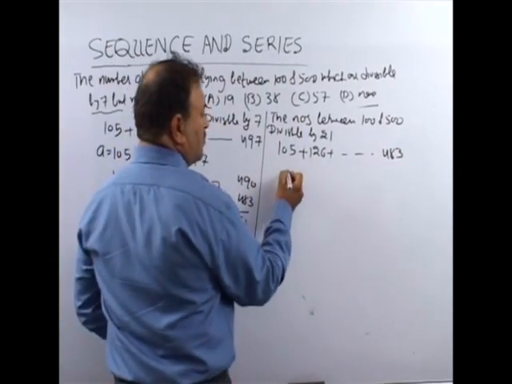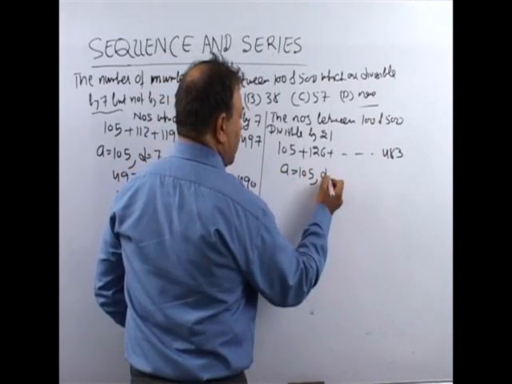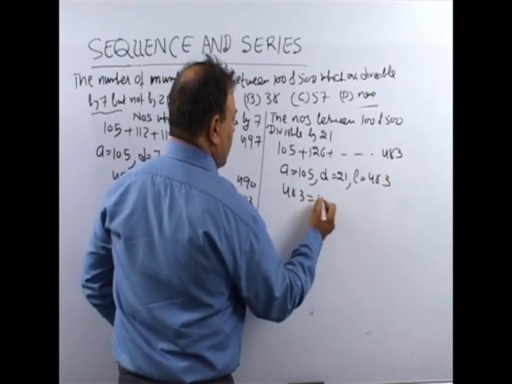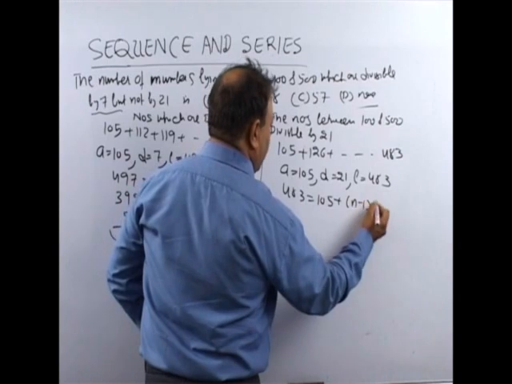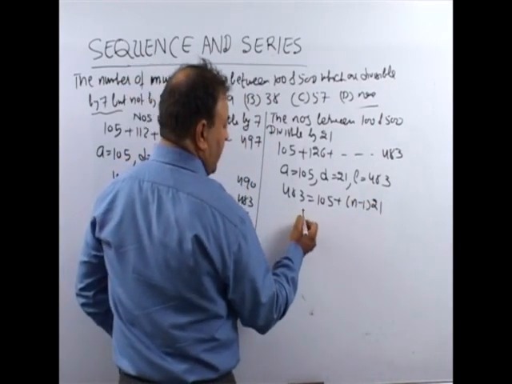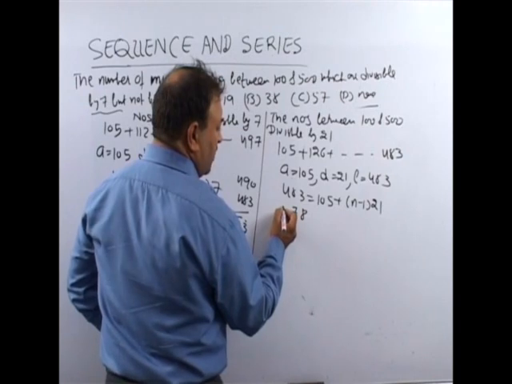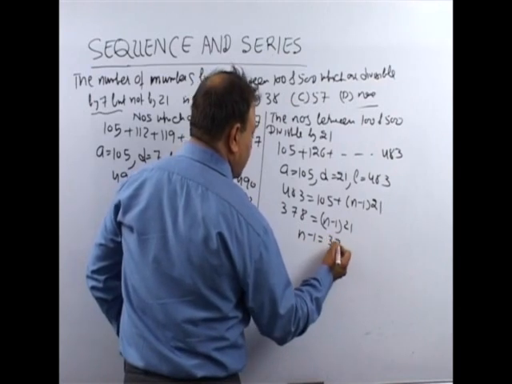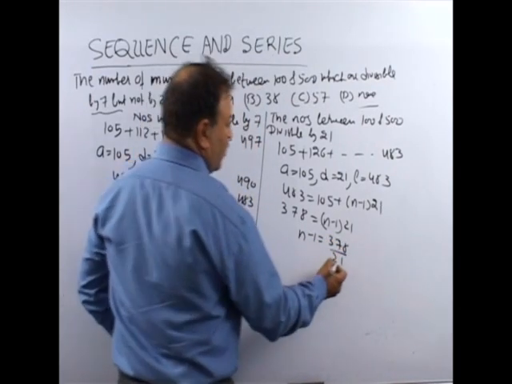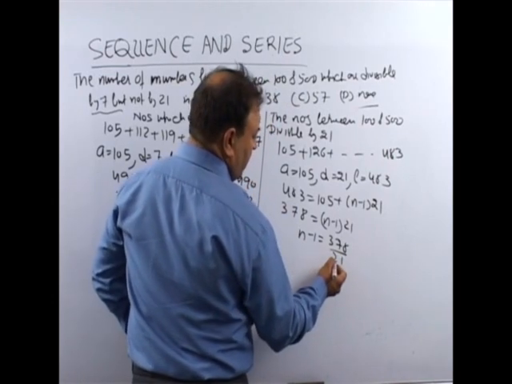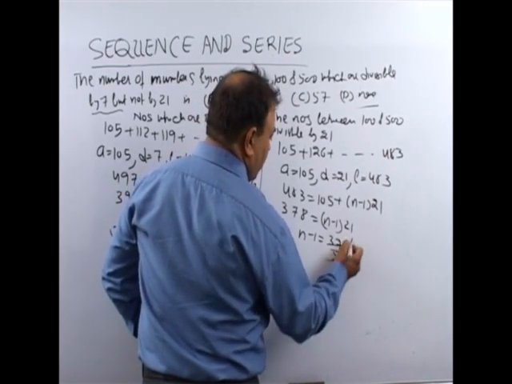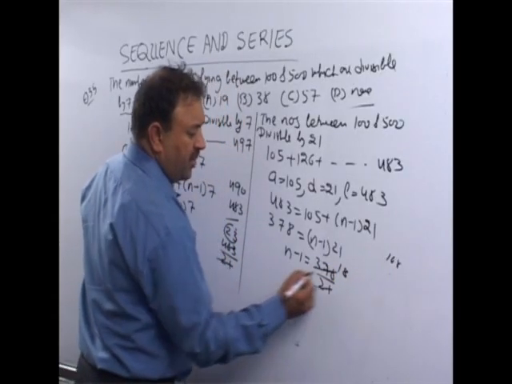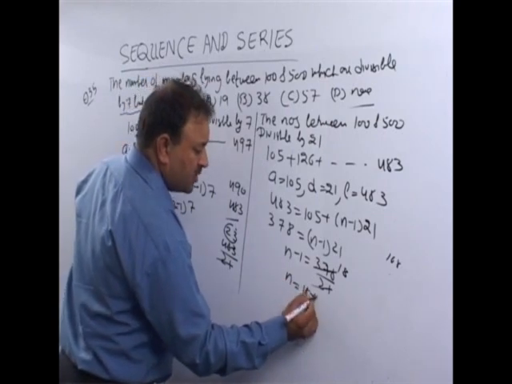Now I find the number of terms here. A is 105, the common difference is 21, and the last term is 483. So 483 equals 105 plus n minus 1 into 21. Subtracting, it comes out to be 378, which is n minus 1 into 21. So n minus 1 is 378 upon 21, which is 18. So n is 18 plus 1, which comes out to be 19.